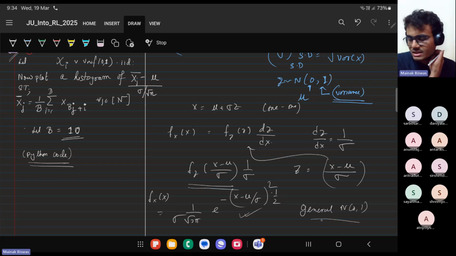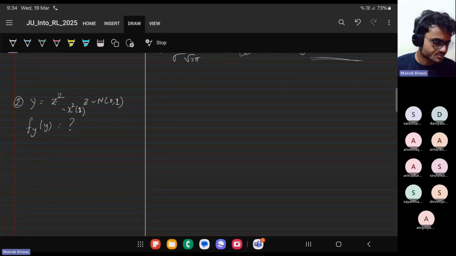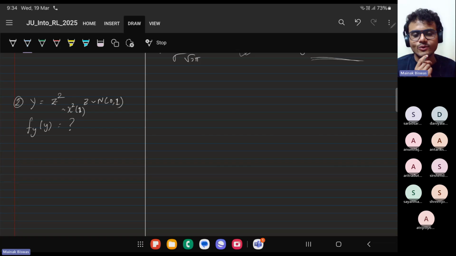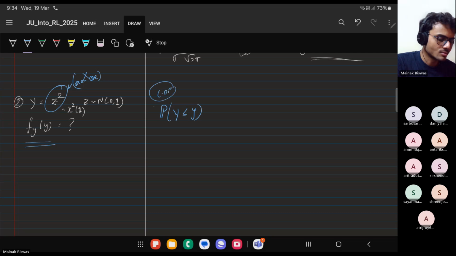Fine. We will do a last question and then we'll go to the computer program. The question is, say y is equal to z square. This is also known as the chi-square 1 distribution, but let's not worry about that. So what would be the PDF of y? Can you find it out for me? I already did a similar question. So how will I find it out first? See, again, this is not a 1-1 function. So I need to use the fundamental property, that is, write down the CDF. Yes or no? Okay. So now next step, what will I write?